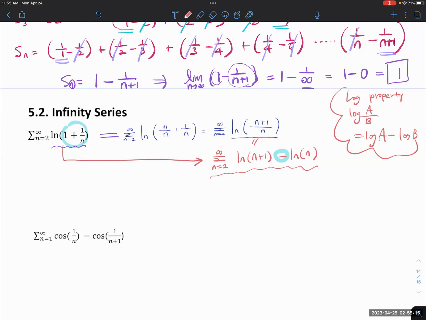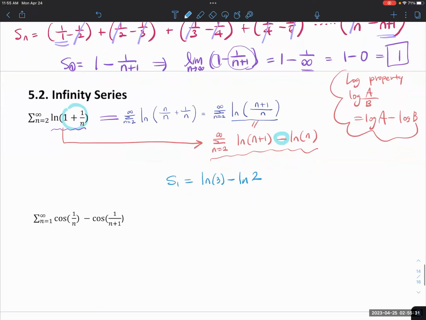So now we can do that. I do have S1. You're going to plug in. The first one, you're going to actually start from 1, so ln of 2 minus ln 1. This is the first, S1. S2, we already know that this is S1.